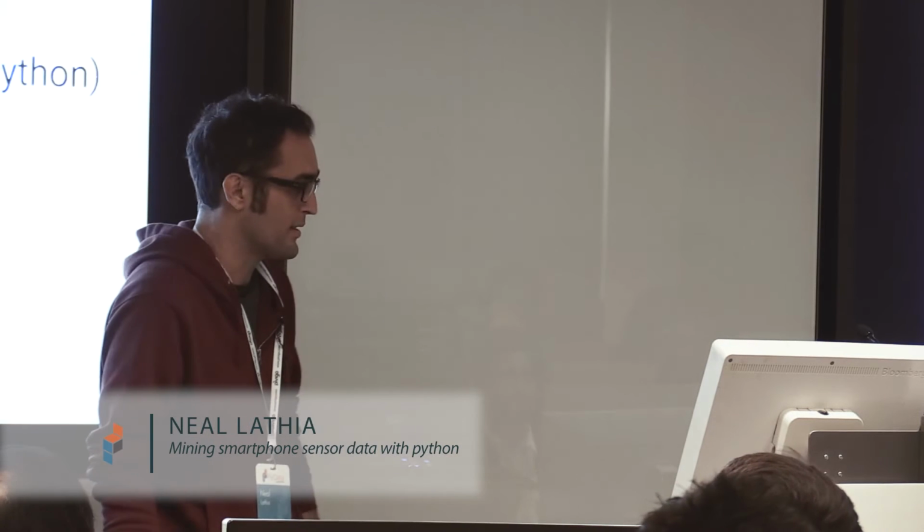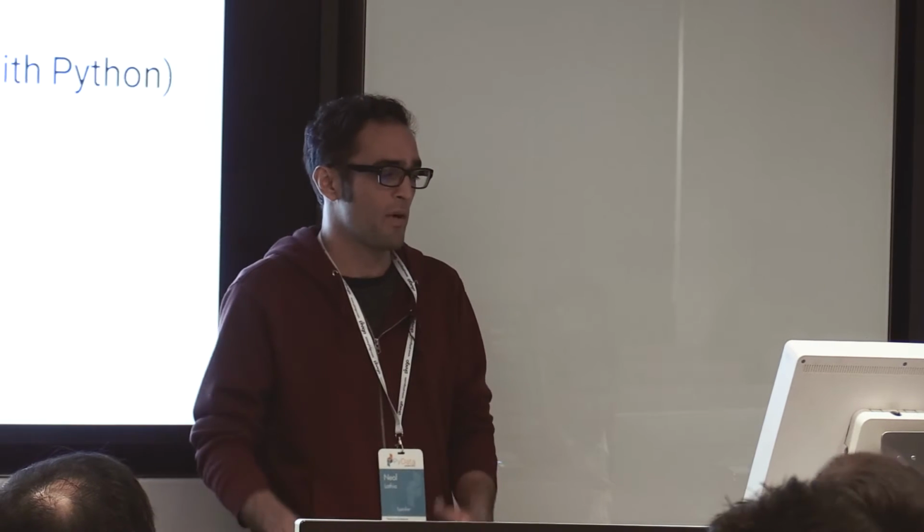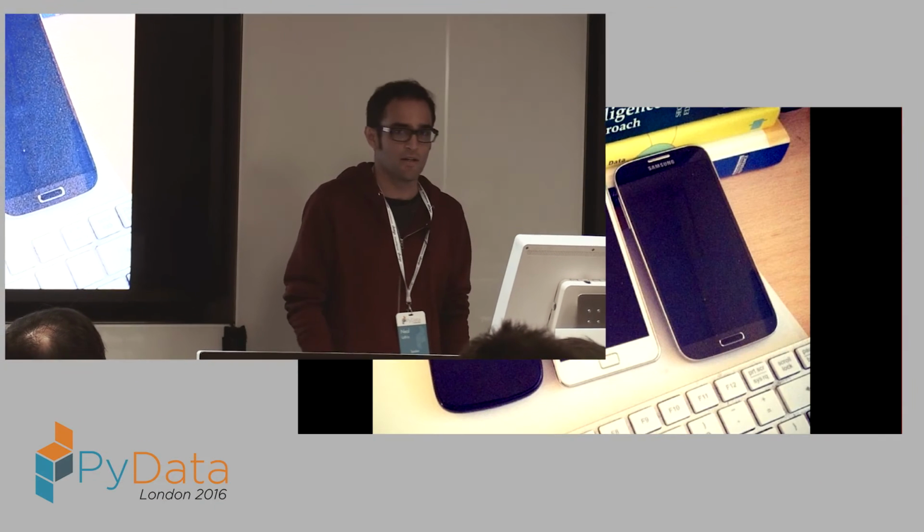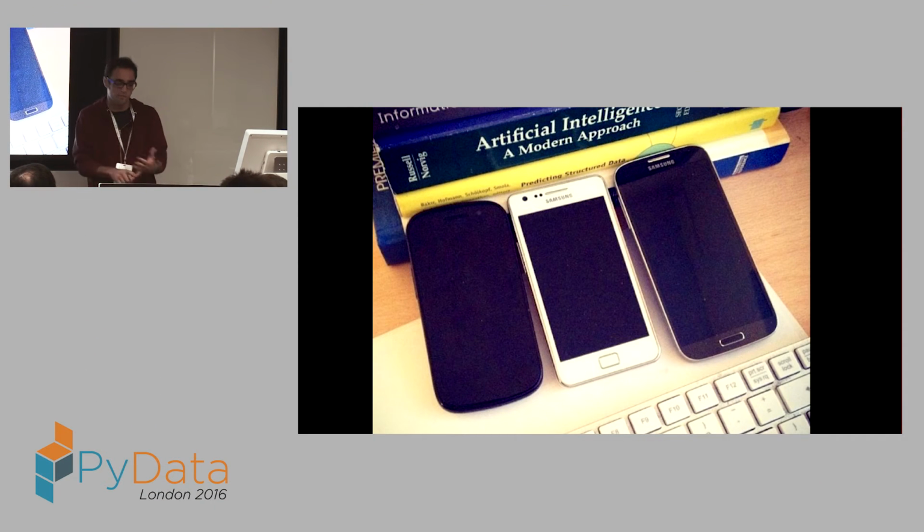I am a data scientist at Skyscanner as of this week, but for the last 5 years I was working at the University of Cambridge on research projects related to smartphones, so I'm going to be talking a little bit about that. Assumptions for this talk: that you've used Python before, that you've run into machine learning problems, and that you have a smartphone, which I'm guessing for this audience, a lot of you have more than one.